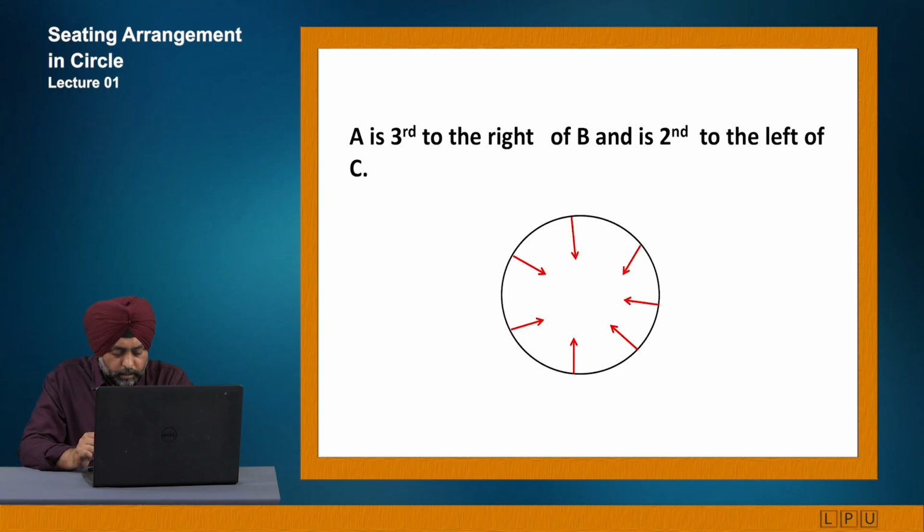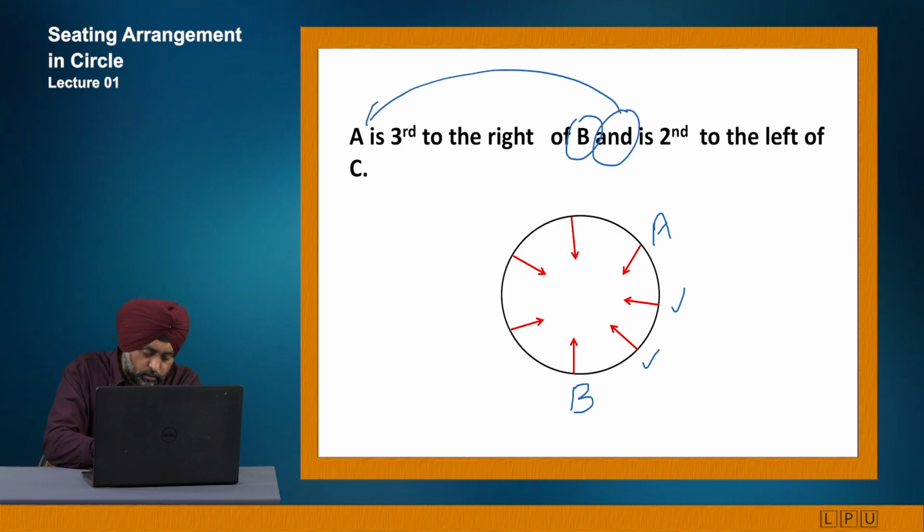Now the line goes: A is third to the right of B. As mentioned, we will start from B. The second person in the first line is B. A is third to the right. Right means anti-clockwise, first, second, third. So A will come here. And is second to the left of C. Now the very important thing. Now they have said and, not who. So I told you and always comes for the first person. So this and has come for A. A is second to the left of C.